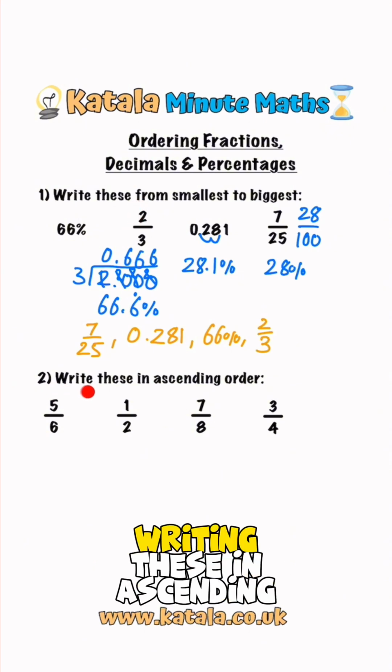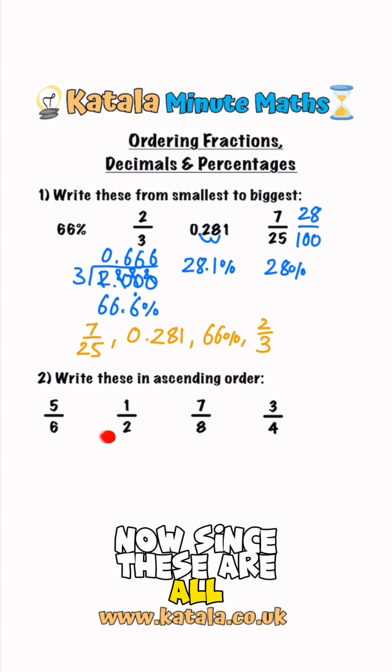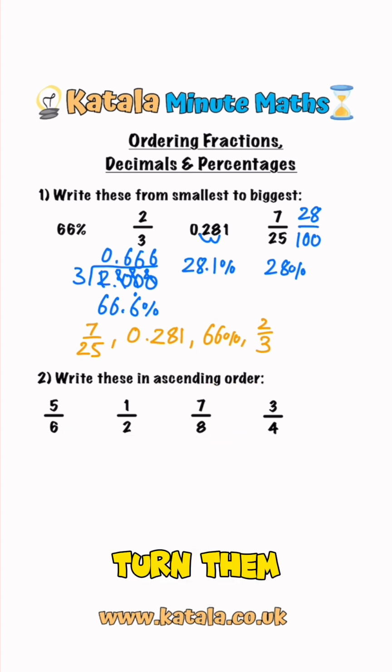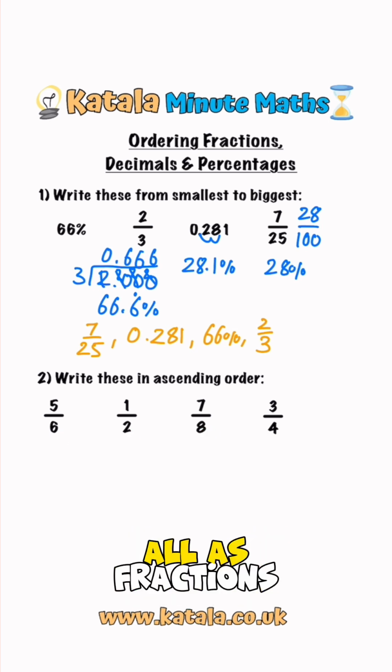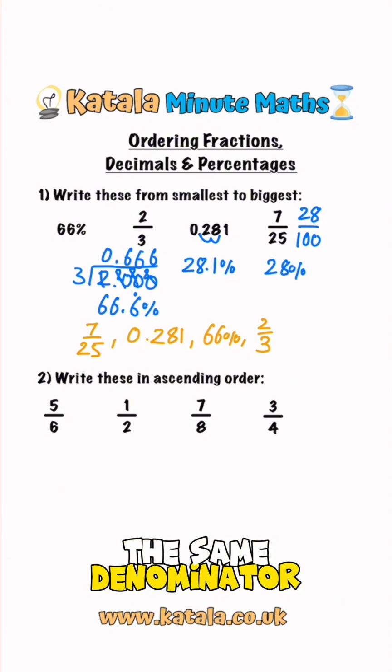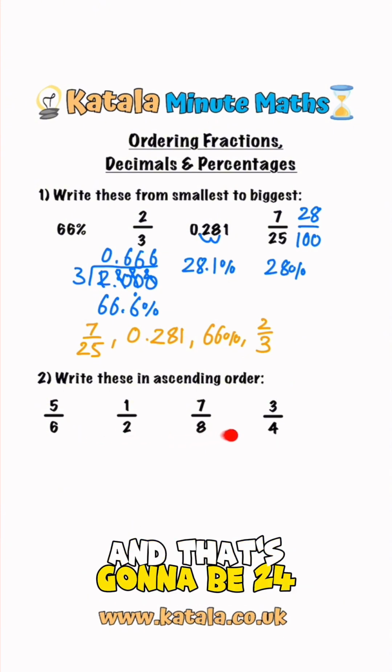Now in question 2, we're writing these in ascending order, so that just means from smallest to biggest again. Now since these are all fractions, it wouldn't make much sense to turn them all into percentages. That would take quite some time. So instead what I'm going to do here is keep them all as fractions and change them all so they have the same denominator. So what's the lowest common denominator of all these numbers on the bottom? And that's going to be 24.